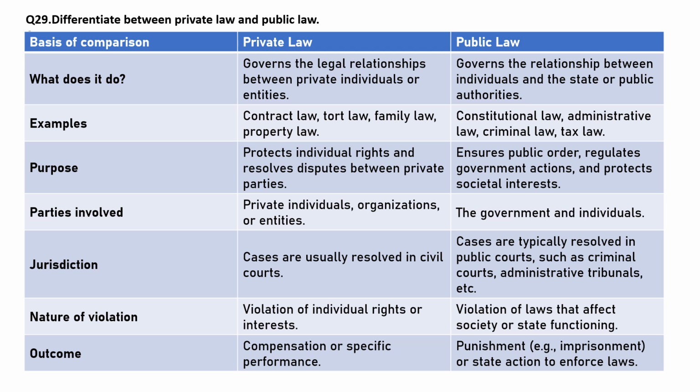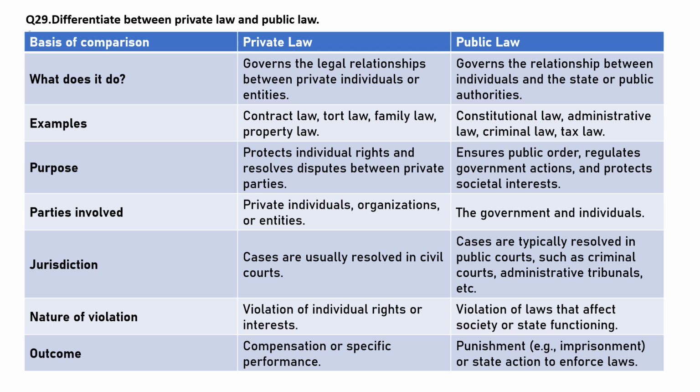Differentiate between private law and public law. Let's discuss on 7 headings, that is basis of comparison. Private law, what does it do? It governs the legal relationship between private individuals or entities, whereas public law governs the relationship between individuals and the state or public authorities. The examples of private law: contract law, tort law, family law, property law. Public law examples are constitutional law, administrative law, criminal law, tax law.